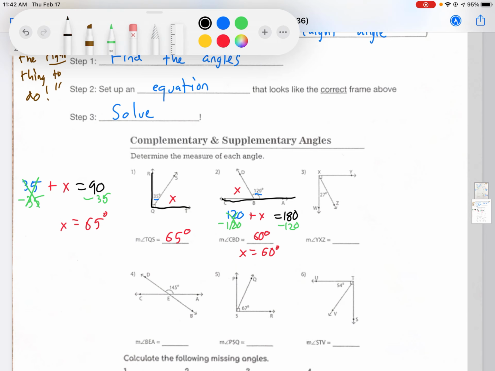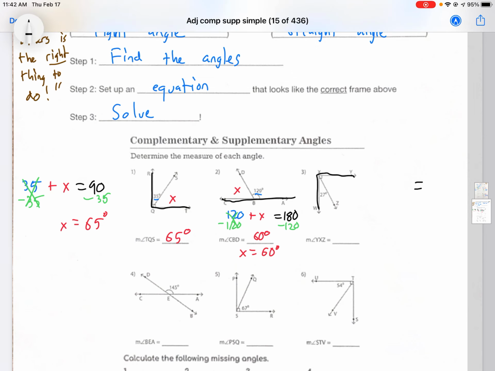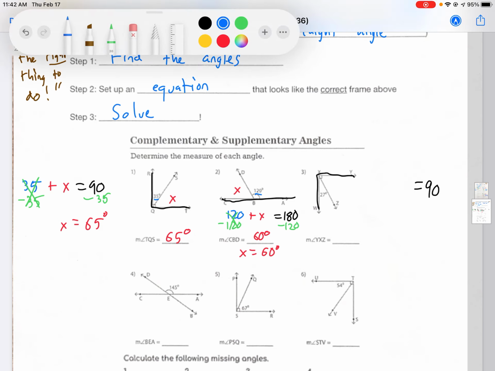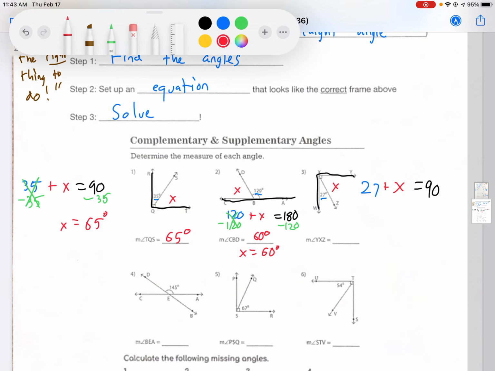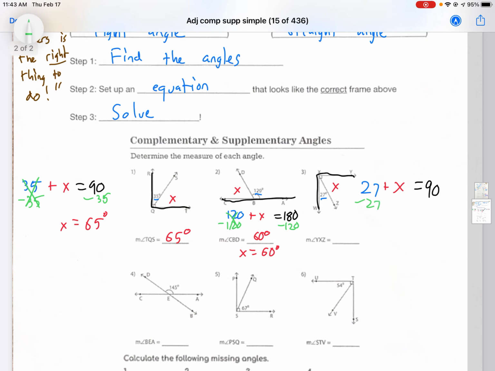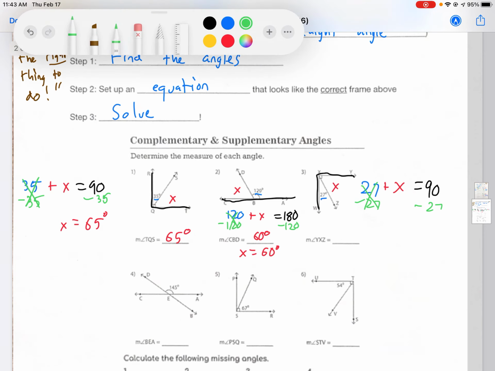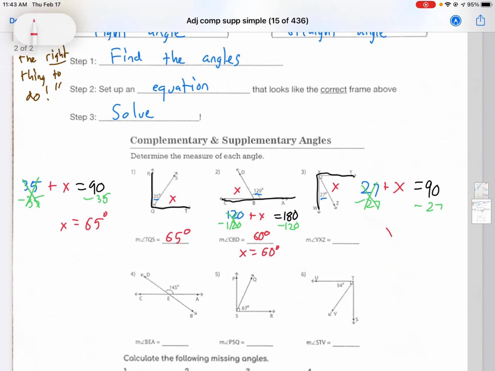Number 3, another complementary problem, another right angle problem. I'll remind myself that I'm dealing with a right angle, so my smaller angles will have to add up to 90 degrees. I know an angle of 27. I don't know the other angle, so I will call it x. And this just turns into another subtraction equation. Minus 27 on the left, minus 27 on the right. 27 minus 27 will cancel. So x is 63 degrees, and that is what I can write in that blank.